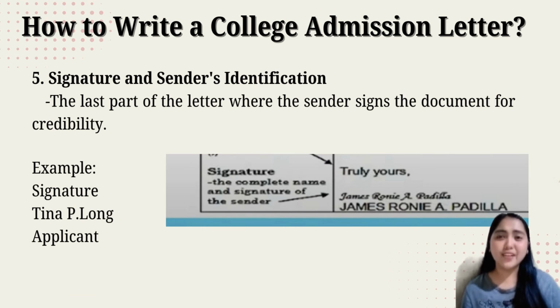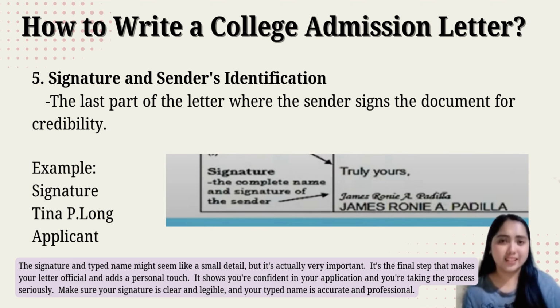The last is the signature and sender's identification. The last part of the letter where the sender signs the document for credibility. The signature and typed name might seem like a small detail, but it's actually very important. It's the final step that makes your letter official and adds a personal touch. It shows your confidence in your application and that you're taking the process seriously. Make sure your signature is clear and legible and your typed name is accurate and professional.